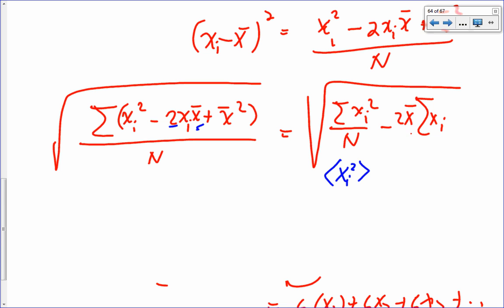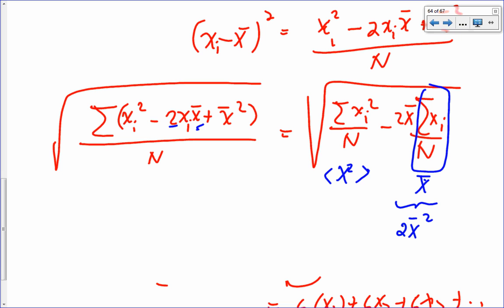of x of i over n, okay? And what is the summation of x of i over n? What is the summation of x of i over n? The average, so that's just x bar, right? So what is 2 x bar times x bar? It's 2 x bar squared, right? Plus the summation of x bar squared over n.